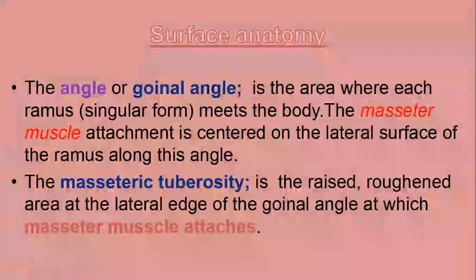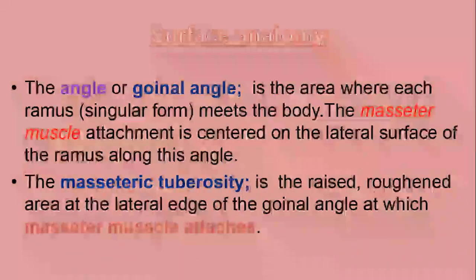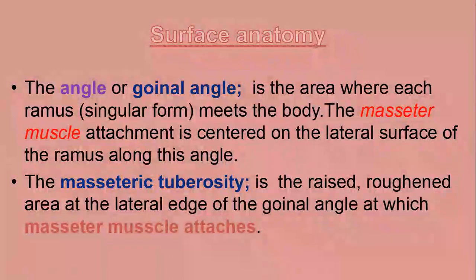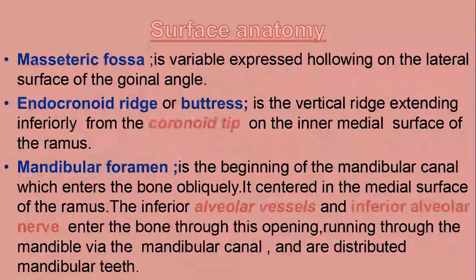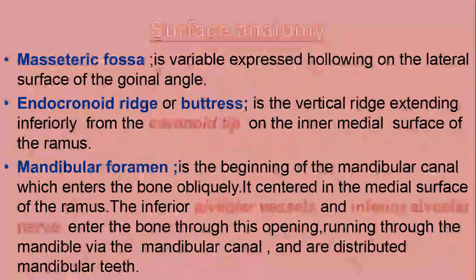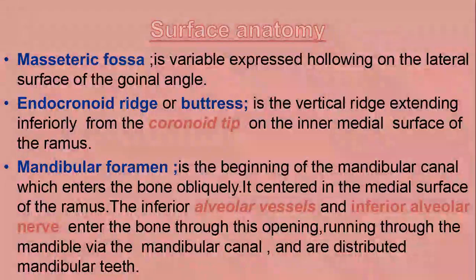The gonial angle is the area where each ramus meets the body, and the masseter muscle attachment is centered on the lateral surface of the ramus along this angle. The masseteric tuberosity is the raised roughened area at the lateral edge of the gonial angle to which the masseter muscle attaches. The masseteric fossa is a variably expressed hollowing on the lateral surface of the gonial angle.